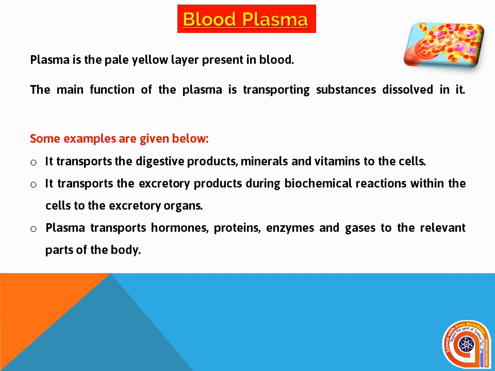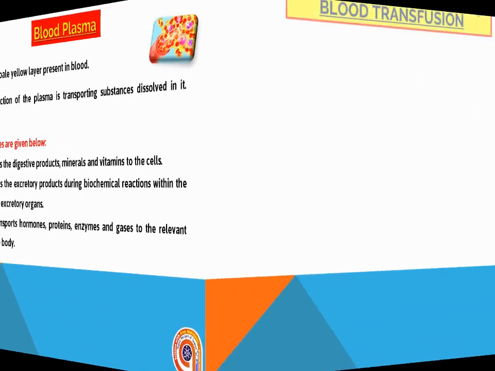Plasma transports hormones, proteins, enzymes and gases to the relevant parts of the body. All types of hormones, proteins, enzymes needed for the body as well as the respiratory gases are taken towards their targeted points, cells in the body. That is also done by blood plasma. And there are many others, so these are a few examples for the functions of blood plasma. So this is what we discussed about the blood corpuscles and blood plasma.